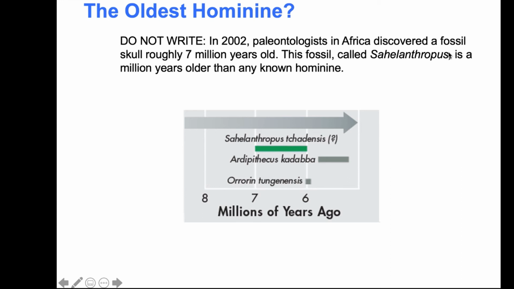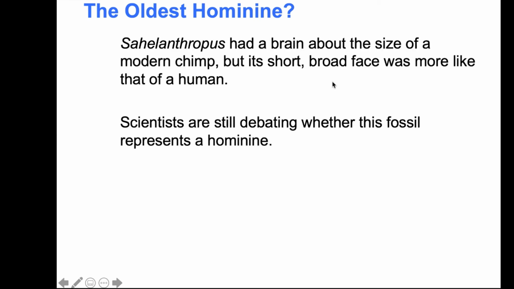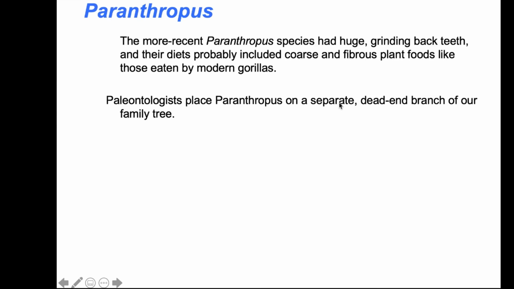So in 2002, paleontologists discovered a fossil that was dated about 7 million years ago, and they called that Sahelanthropus, which is 1 million years older than any known hominin. They had a brain about the size of a modern chimp, but its short, broad face was very much like humans as opposed to chimps. They don't know whether to determine this as a hominin or not. There's a debate about it.